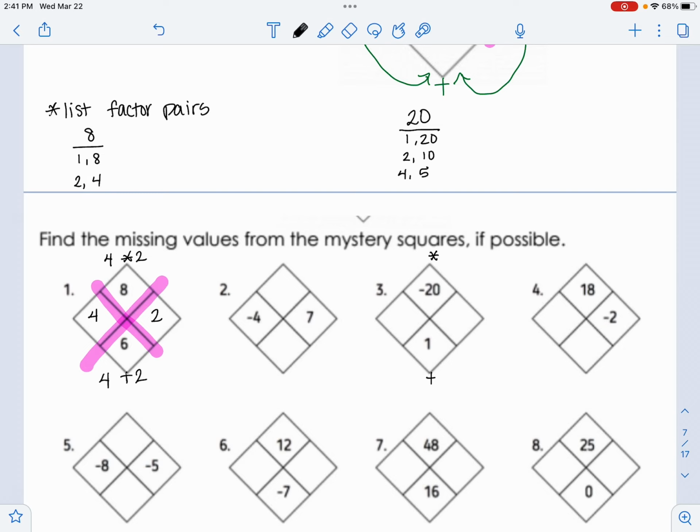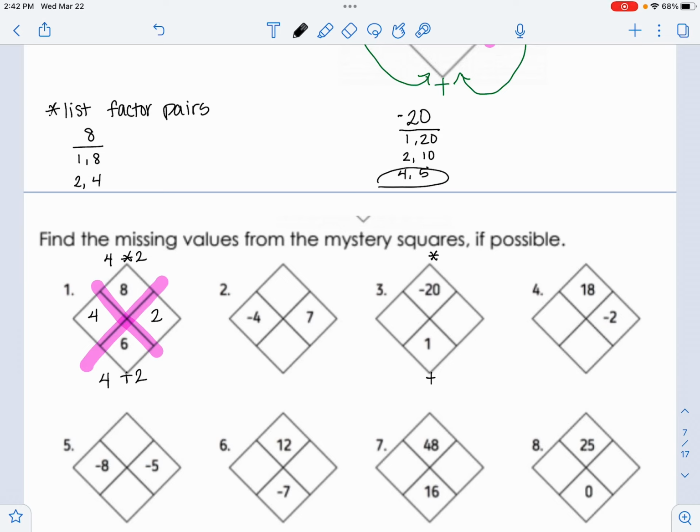Now let's think about the negative. I've listed my pairs, but I want negative 20. That means that in each pair of numbers, one of them has to be negative in order for it to multiply to negative 20. For example, either the 1 could be negative or the 20 could be negative, but not both. So which numbers multiply to negative 20, but also add to positive 1?